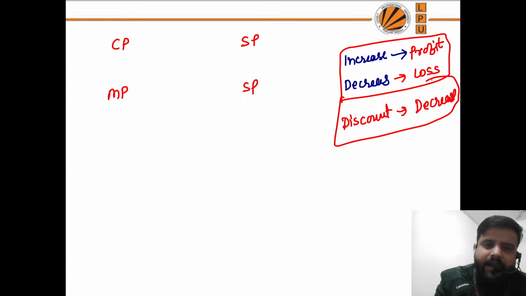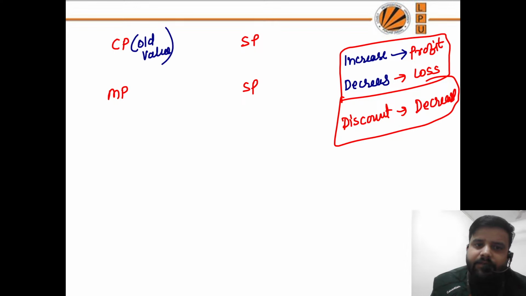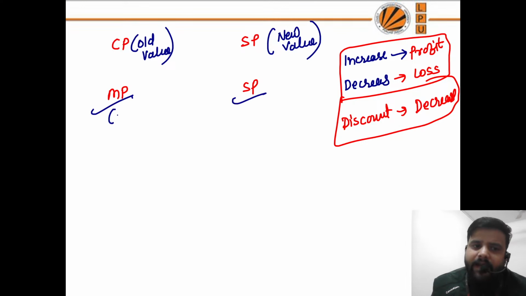Now, when you are dealing with CP and SP, CP will be treated as the old value, which you were using in percentage. SP will be treated as the new value. Getting it? When you are dealing with discount, mark price and selling price, mark price will be treated as the old value and selling price will be treated as the new value.